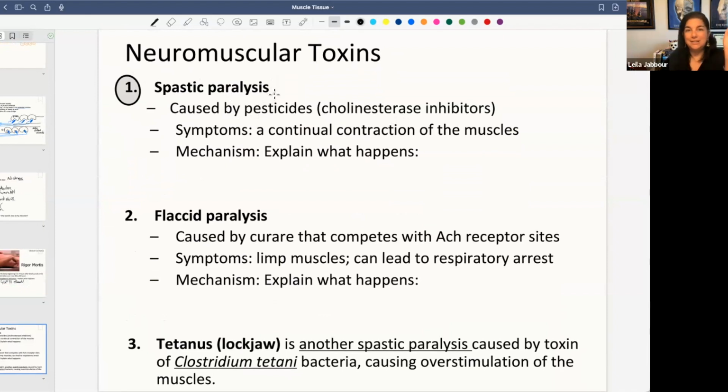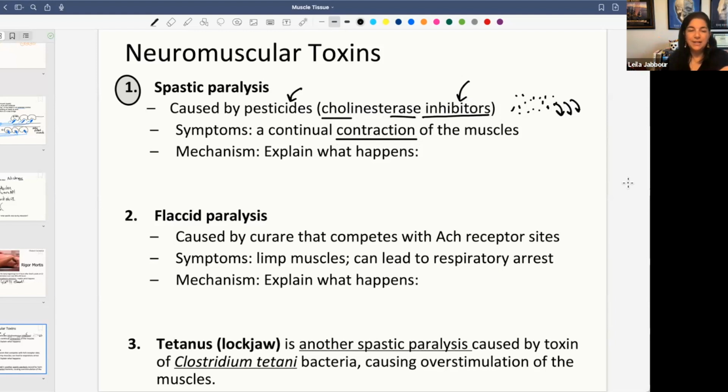Spastic paralysis. This is something that can be caused by pesticides, cholinesterase inhibitors. So this is the inhibitor of the enzyme that breaks down acetylcholine. Oh my goodness, that means acetylcholine is going to stay in the synaptic cleft and keep binding on the ligand-gated channel. So you end up with a continual contraction of the muscle, and you're like in tetanus, basically.